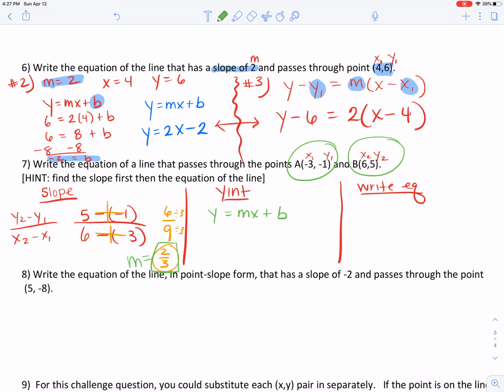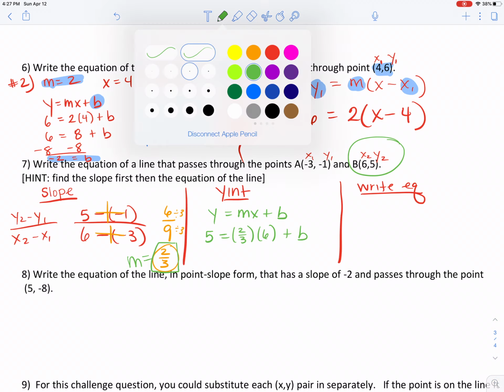You could use either one. Would you choose to work with -3, -1, or 6, 5? I always choose the positives when I have the option. So I'm going to use the 6 and the 5 for my x and my y. So I'm going to plug in 5 for y, 2/3 for the m, the x value is 6, and then plus b.